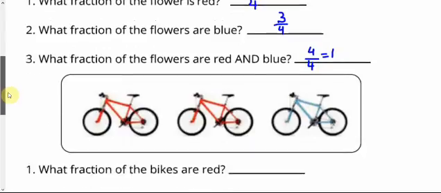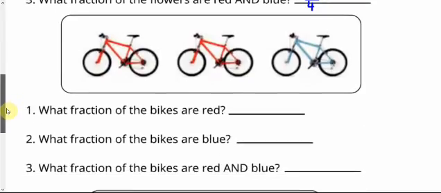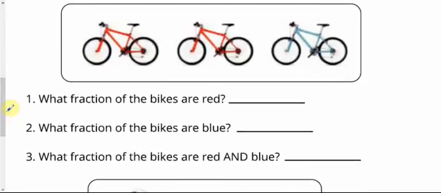The next one, I have 2 red bicycles and 1 blue. What fraction of the bikes are red? I have 2 red out of 3. This is the total. Blue, 1 out of 3. Blue and red, so all of them together are 3 out of 3 equals 1.